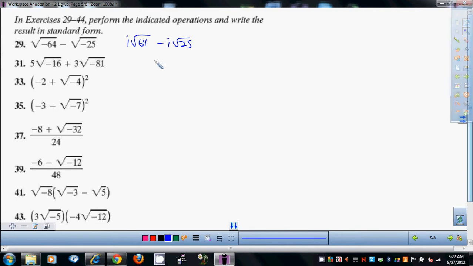What's the square root of 64? 8. So that's 8i minus 5i, making the whole thing what? Very good, 3i. Anytime you have a negative under a radical, go ahead and pull out the imaginary. We might work several of these because all of these are a little different. Number 31. First step is what again? Pull out that imaginary i.